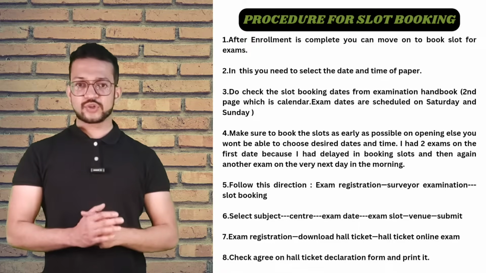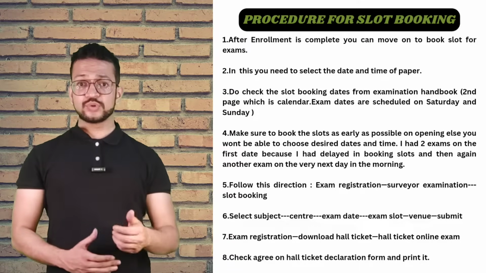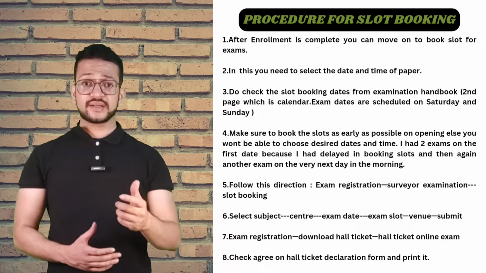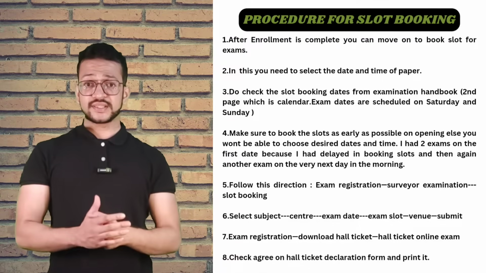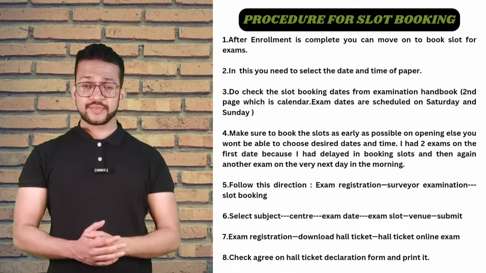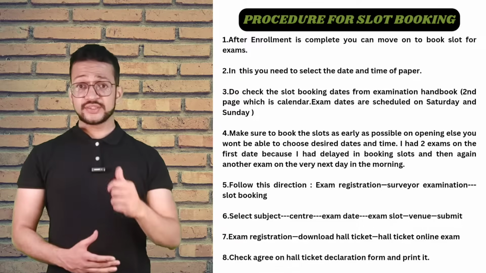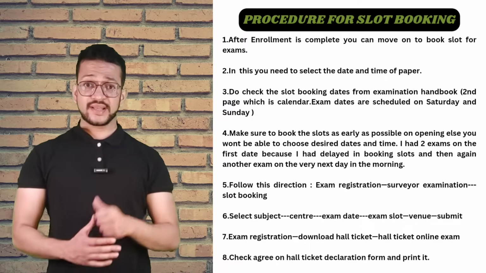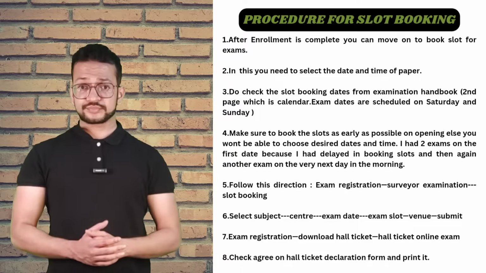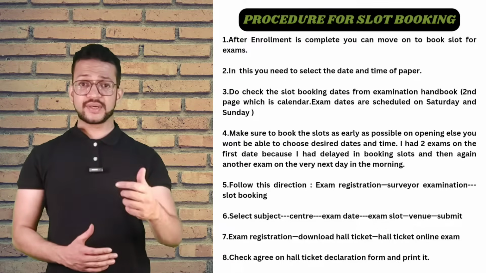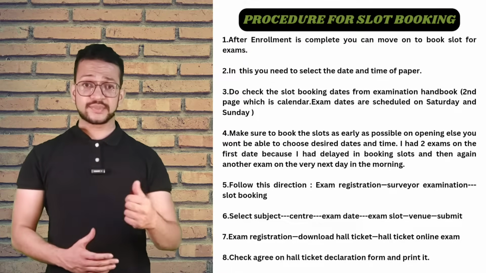So after you are done with the slot booking, you need to download the hall ticket, and for that you need to go to exam registration. In that you will get an option download hall ticket, and from there you can select the hall ticket online exam option. In that you would be getting a declaration form. There you need to select I agree and submit it, and then again you need to download the form, and then you can print it, and you need to carry this printed hall ticket to the examination center.